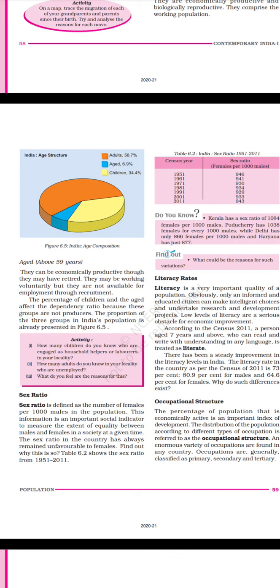Occupational structure. The percentage of population that is economically active is an important index of development. The distribution of the population according to different types of occupation is referred to as the occupational structure. An enormous variety of occupations are found in any country. Occupations are generally classified as primary, secondary, and tertiary.